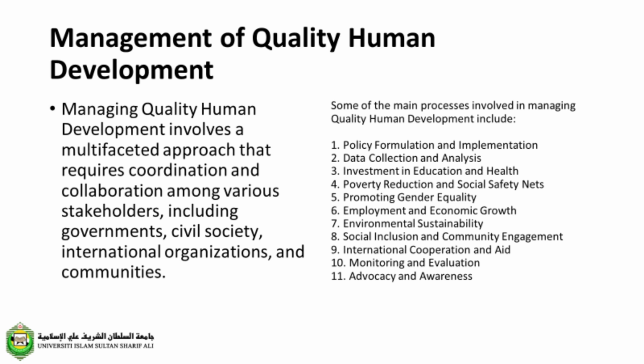Managing quality human development involves a multifaceted approach that requires coordination and collaboration among various stakeholders, including governments, civil society, international organizations, and communities. Some of the main processes involved in managing quality human development include: 1. Policy formulation and implementation.